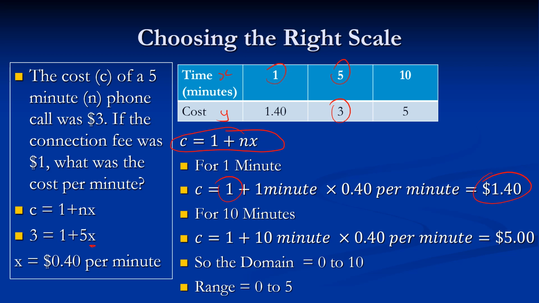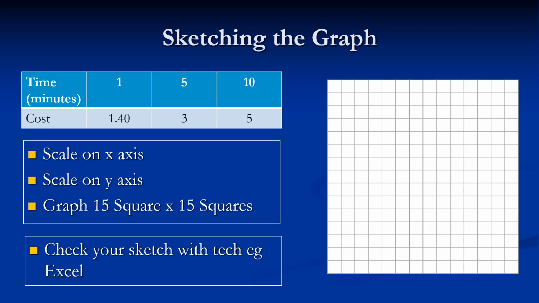However, if you're on the phone for 10 minutes, you've got that $1 and then it's 10 times 40 cents. So that'll get you a total of $5. So the domain here is what, 0 to 10? And the range is going to be 0 to 5, especially when we draw this on our graph.